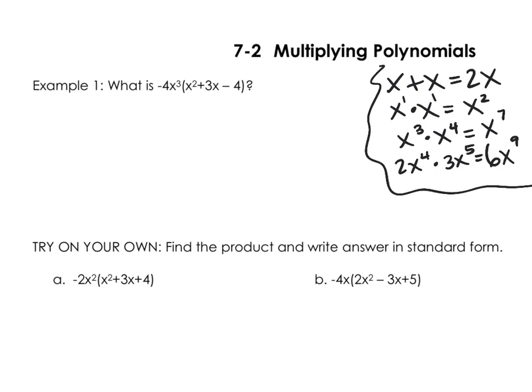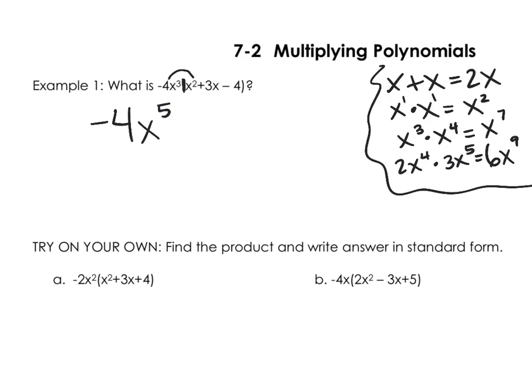So I'm going to put that to the side, and I'm going to try this first example. We need to multiply everything within those parentheses times negative 4x to the third. So negative 4 times, there's a 1 out front, is going to give us negative 4. And then the x to the third times the x to the second is going to add to give us x to the fifth.